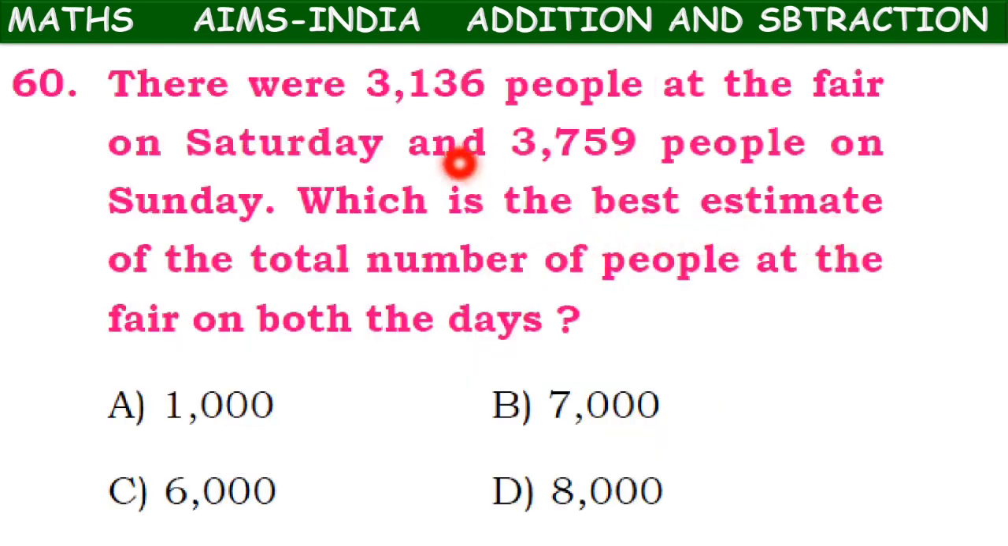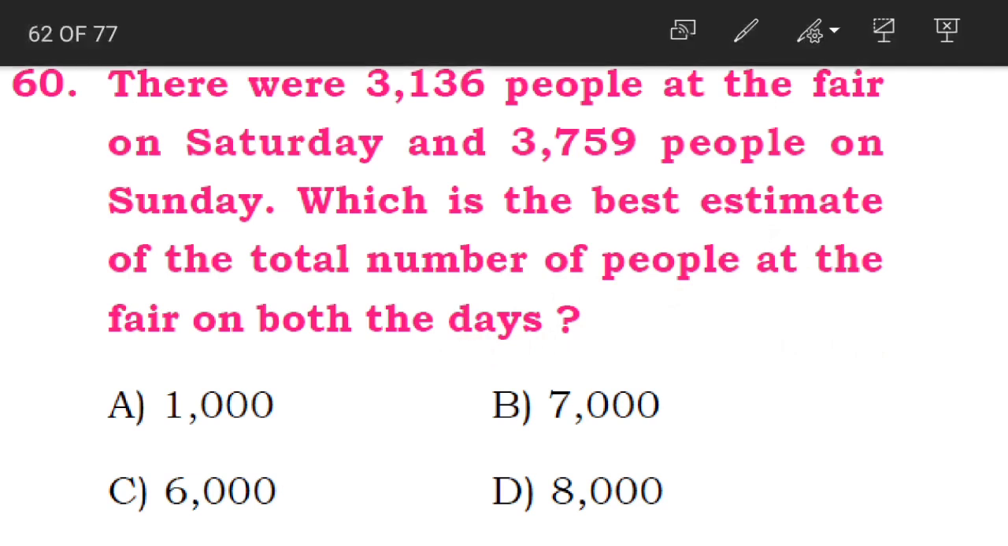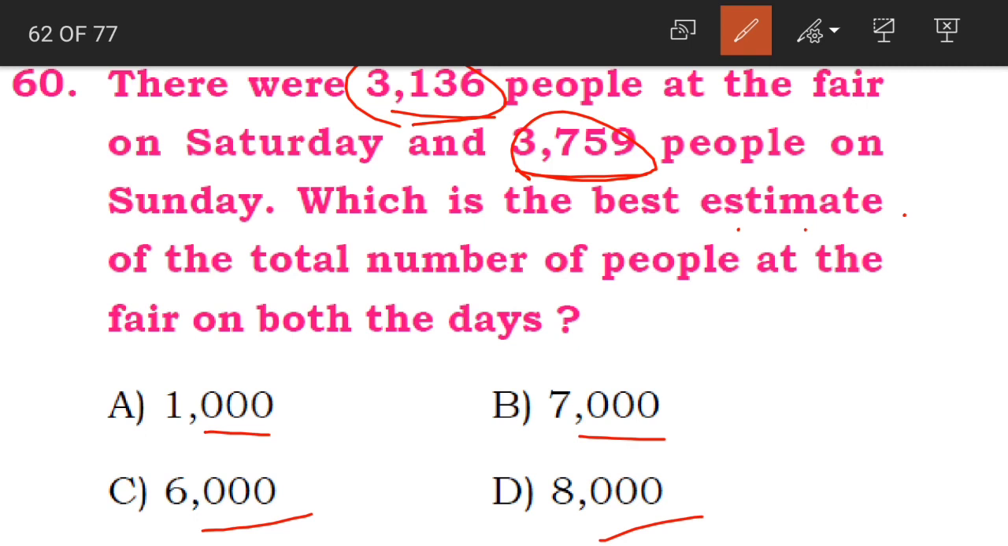There were 3,136 people at the fair on Saturday and 3,579 people on Sunday. Which is the best estimate of the total number of people at the fair on both the days? Yes. Now if you look at the options, all are thousands. So we need to estimate our numbers to the nearest thousands. Yes. So how do we find out the estimate? First we need to round off these two numbers and then find the sum.